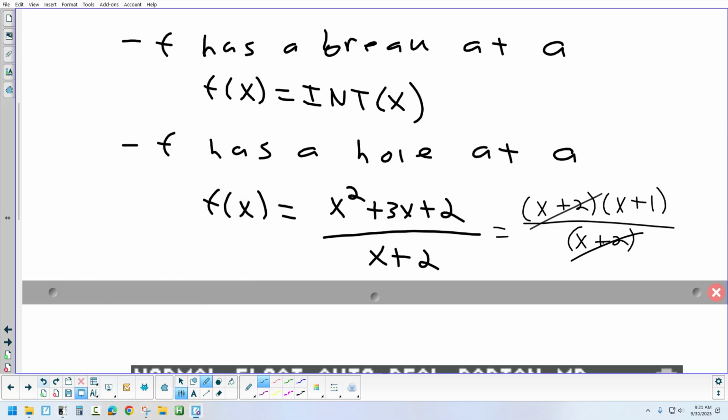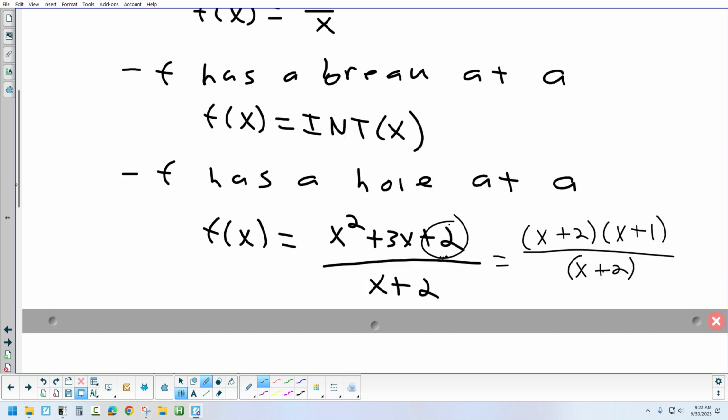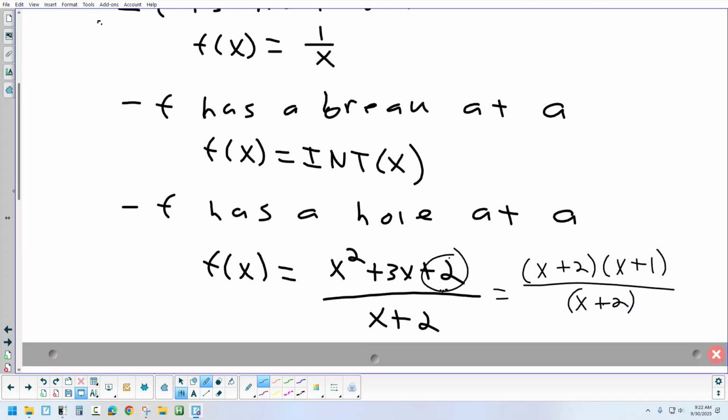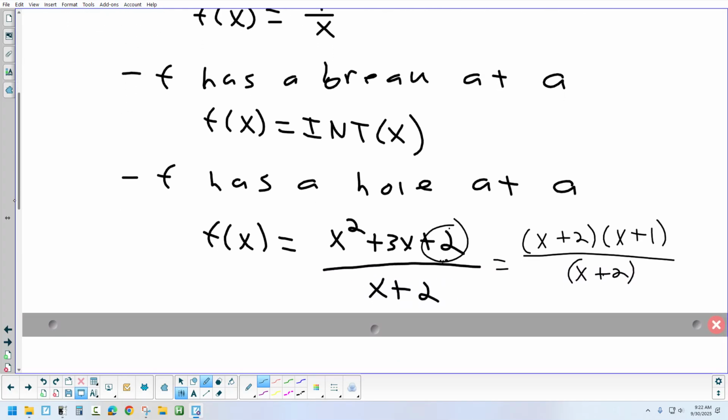Okay. So that's how you can tell that a graph has a hole, when there is a common factor in the numerator and the denominator. That's why when I change this to a +3, I messed up the factoring. If you make that a +3, it does not factor as x plus 2, x plus 1 anymore. So now there was not a common factor. So a hole is really another type of undefined value. Okay? It's kind of like the first one. But it's just not something you can see on a graph. You have to look at the original problem and factor.